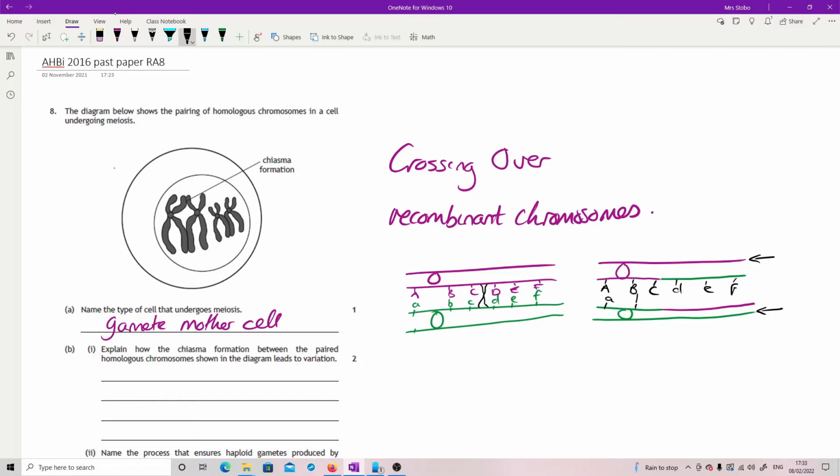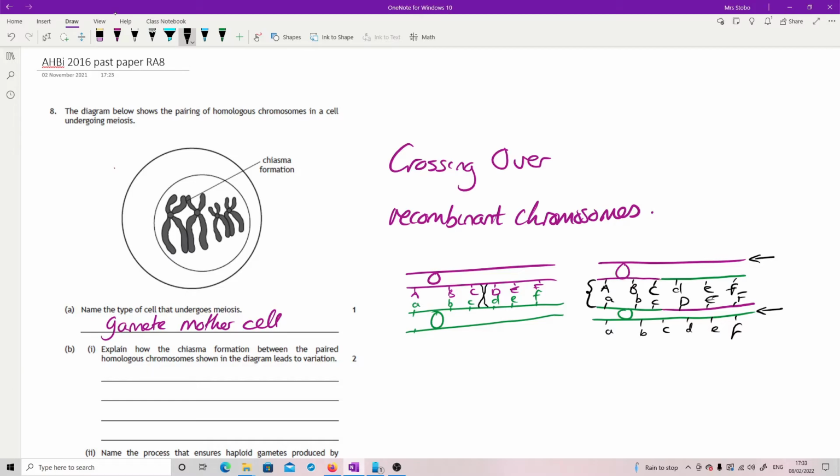And this one's got little a, little b, little c, and now has a big D, a big E, and a big F. And on the other side, obviously, the parental, as I say, would just remain this way. Okay, so these ones here, that's your variation. So you have those two points, the crossing over, and then you've got a new combination of alleles.